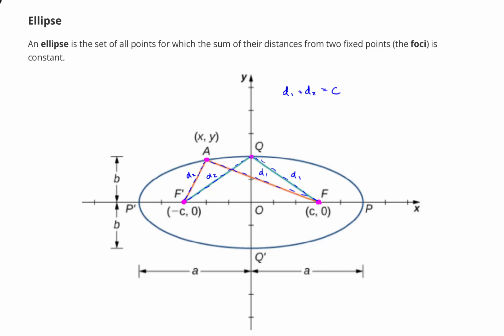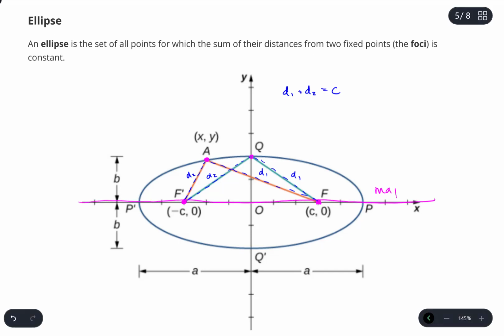Now, some important parts of an ellipse. First off, we have what's known as the major axis of the ellipse. The major axis can either be horizontal or vertical. You can picture an ellipse like a squished circle, and whichever side of that ellipse is longer defines the direction of the major axis. So it could be vertical or horizontal. And then we have the minor axis going the other direction.